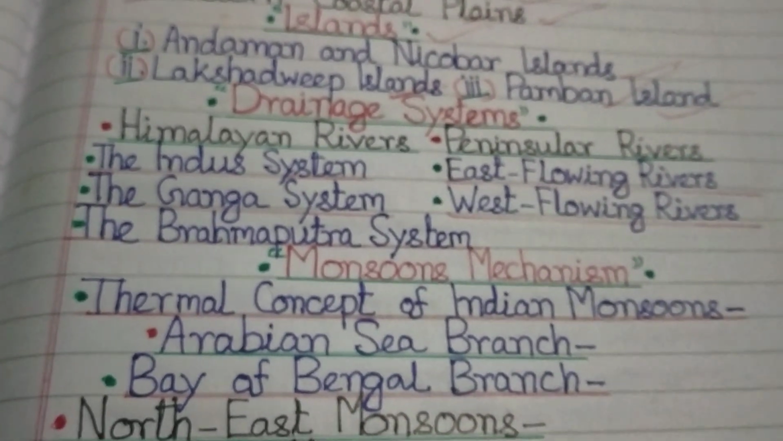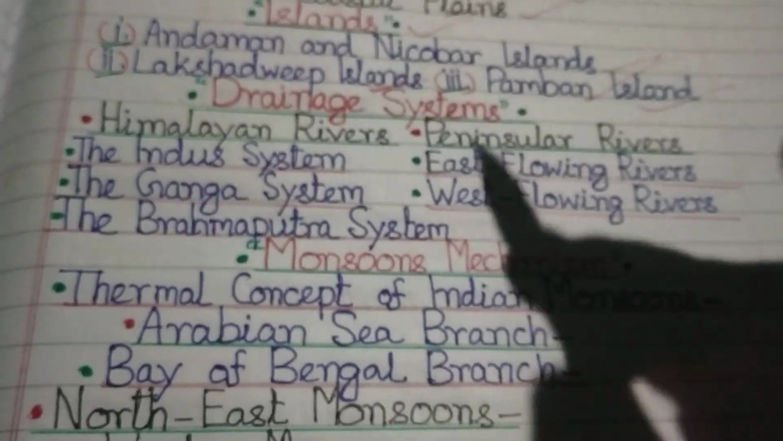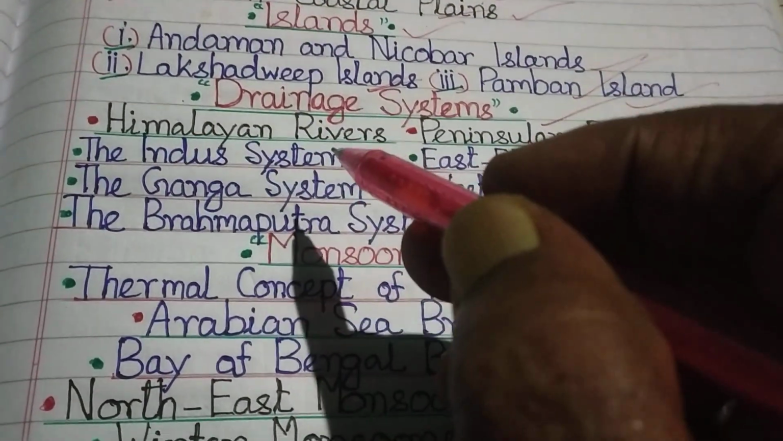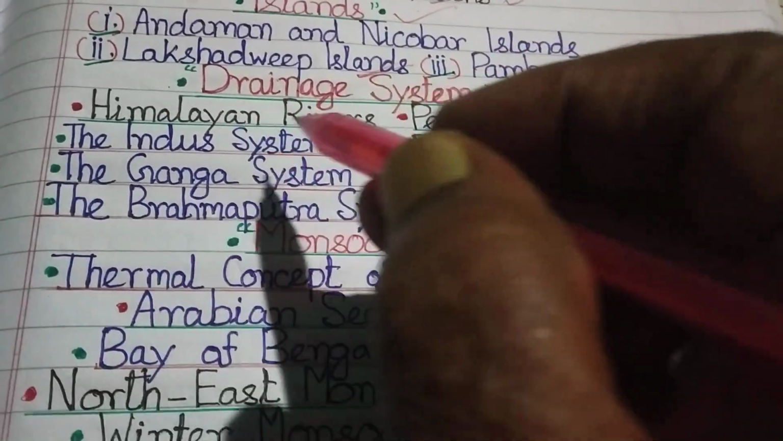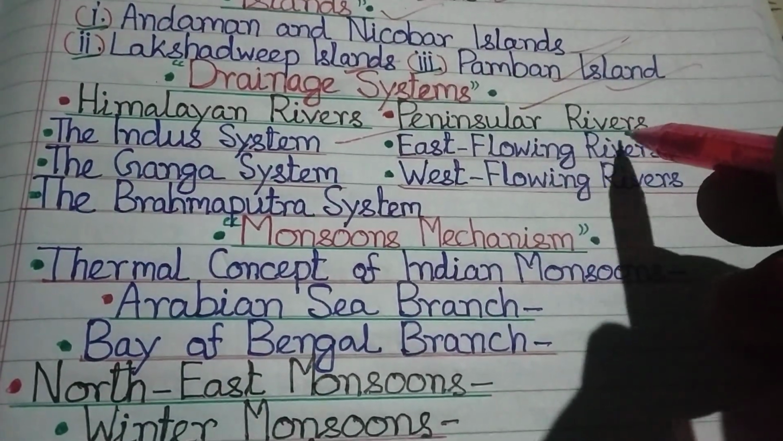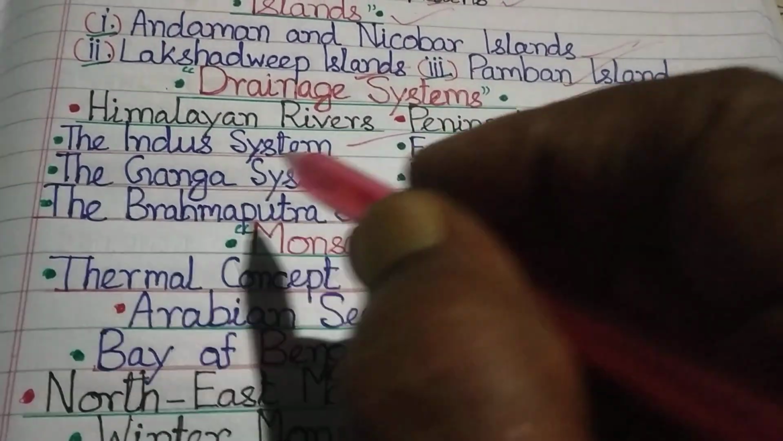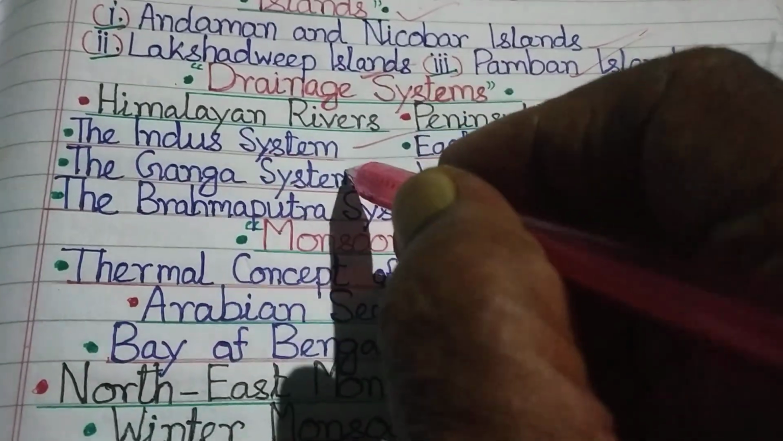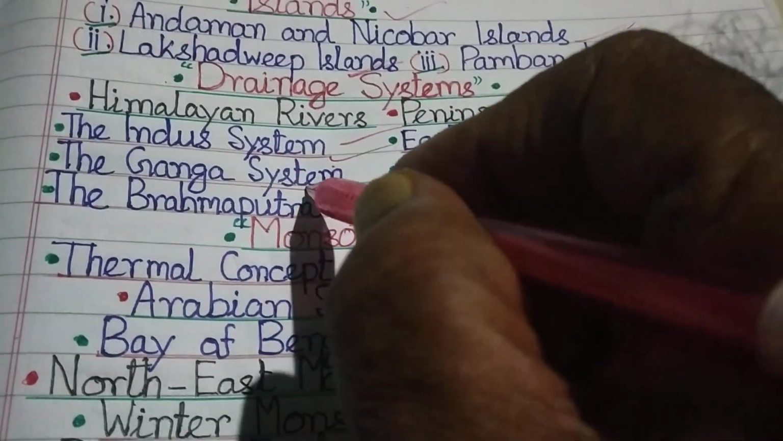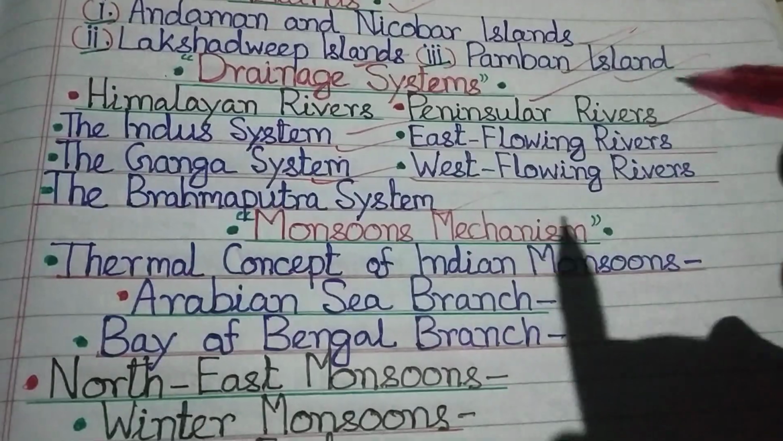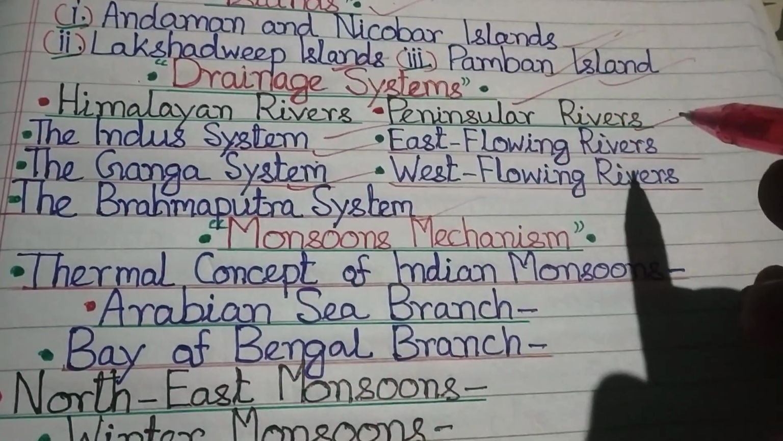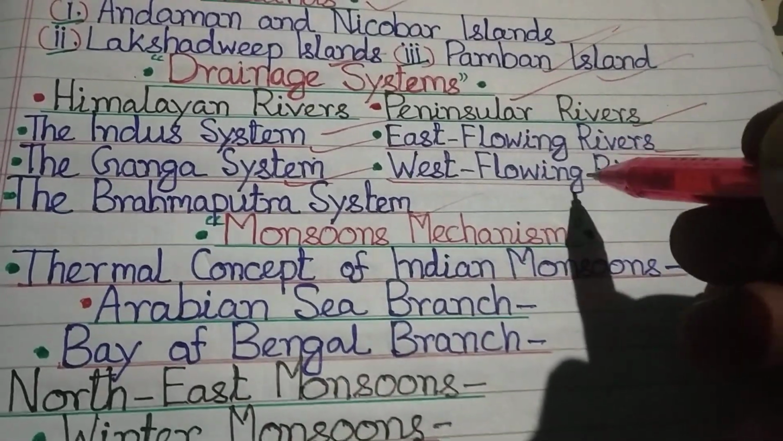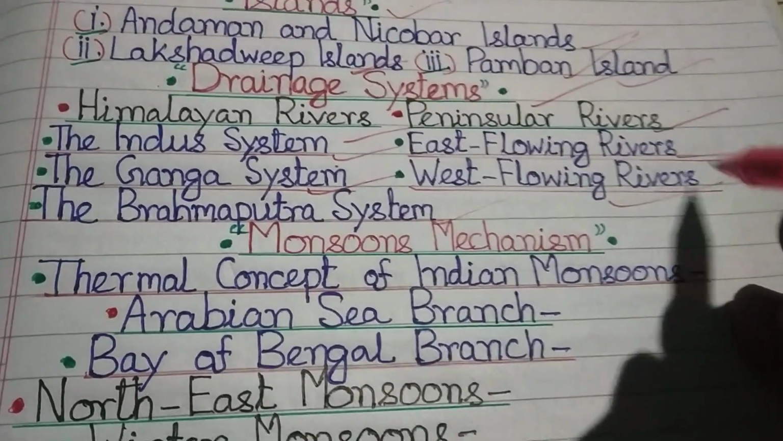In this lecture series, we'll discuss the drainage system in India. We divide it into Himalayan rivers and Peninsular rivers. Under the Himalayan rivers, we find the Indus system, the Ganga system, and the Brahmaputra system, and under the peninsular rivers, the east flowing rivers and west flowing rivers.